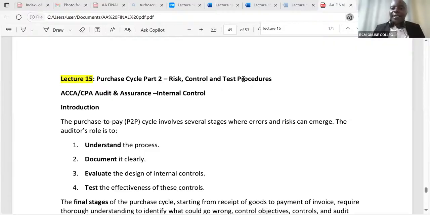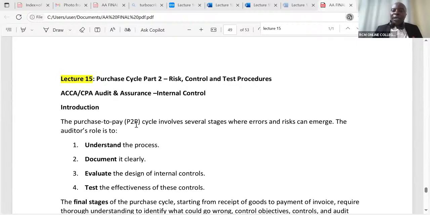When you hire us, for example, when you have hired Aura and Co., what will we be able to do to see whether these controls are working, to see whether these risks have been mitigated? Remember, this concept is very effective for those students who are doing CPA, ACCA, audit and assurance, both at the intermediate level and at the advanced level. The topic is internal control.